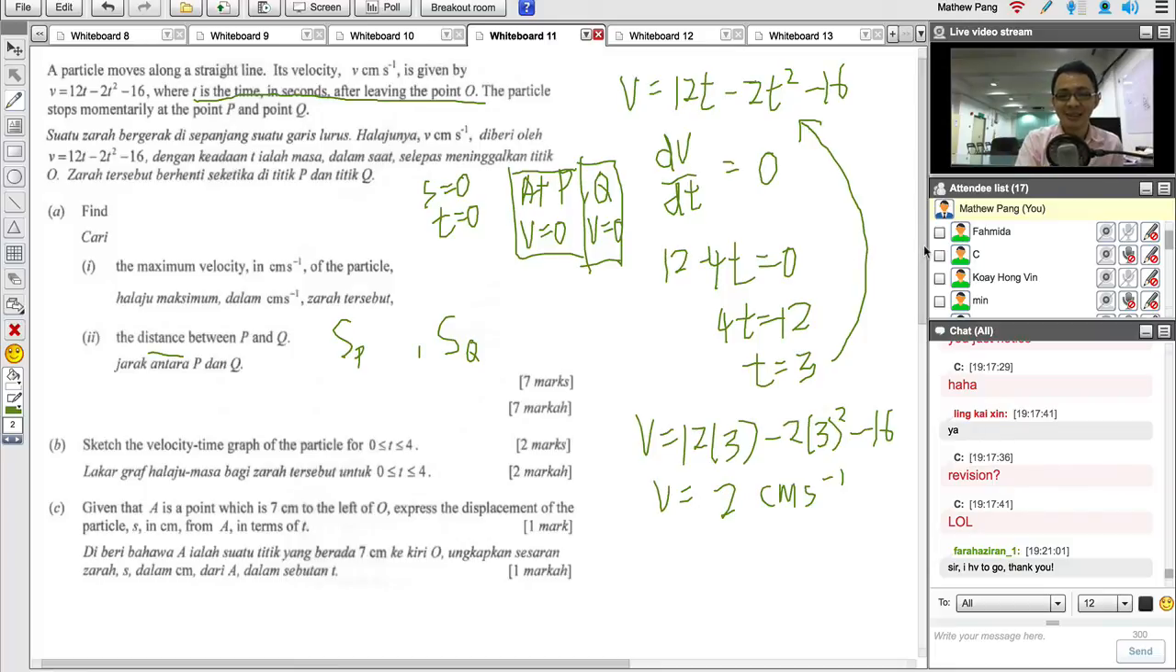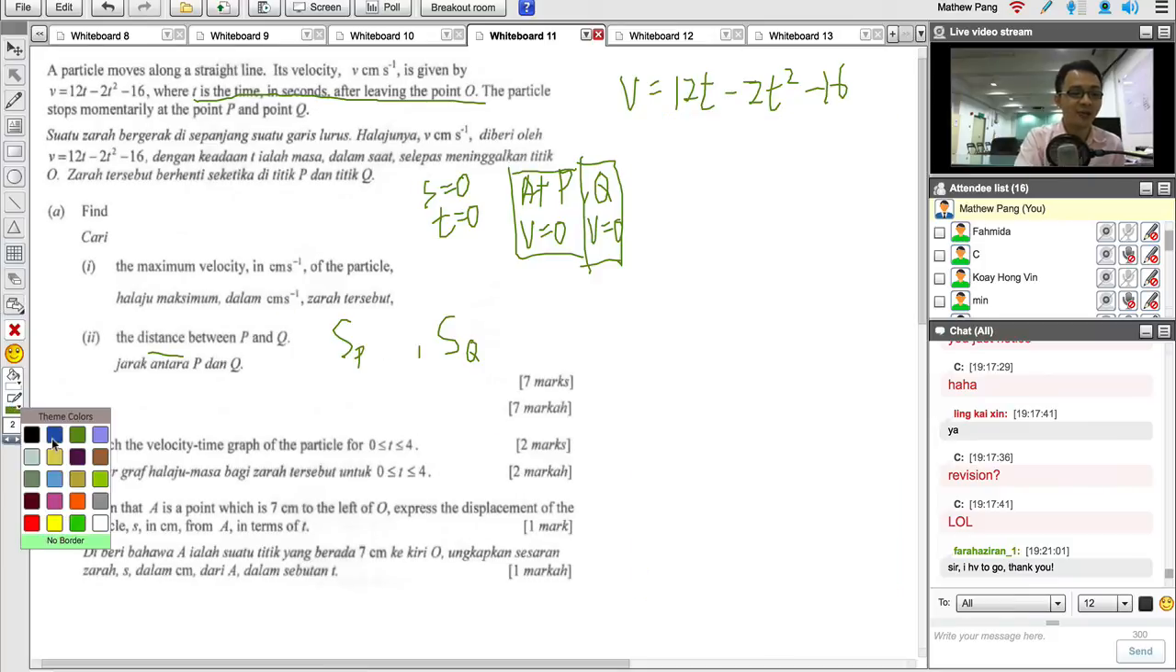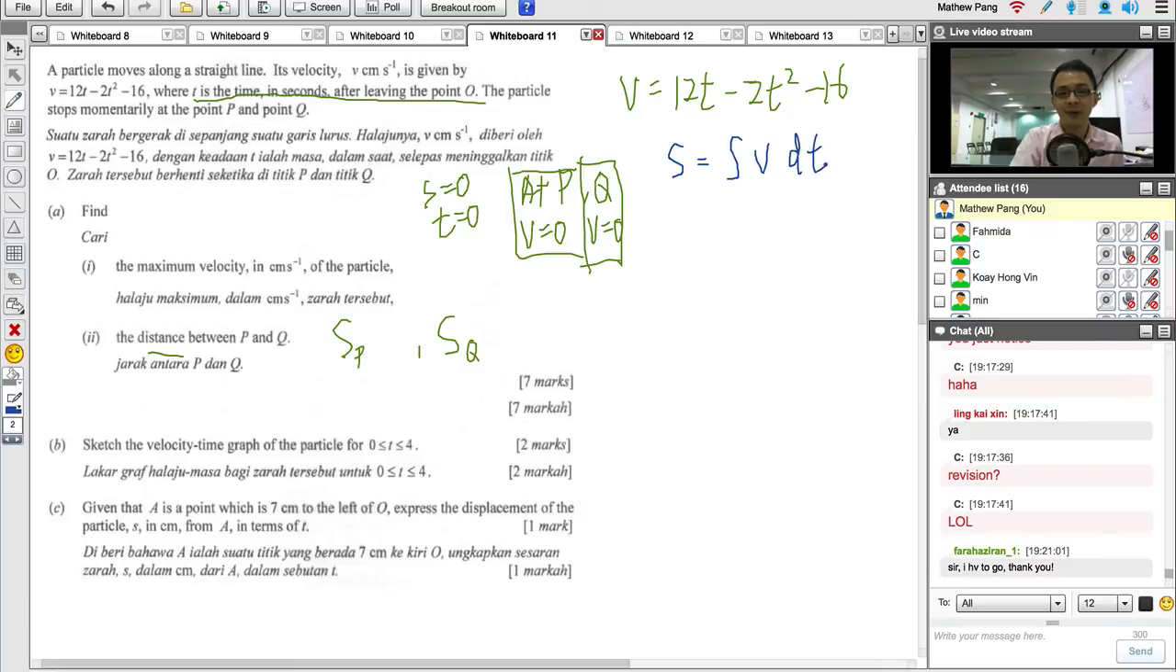Bye bye. Yeah, so therefore we need to find displacement. I'm going to erase some of it because using the space here will be easier for me to explain. Displacement means I need to find s. So from here, I know if I need to find s, I need to integrate v dt. So I just need to integrate 12t minus 2t squared minus 16. When I integrate this, I get 12t squared over 2 minus 2t cubed over 3 minus 16t plus c. This is s.